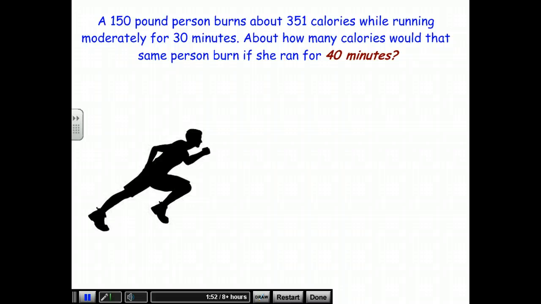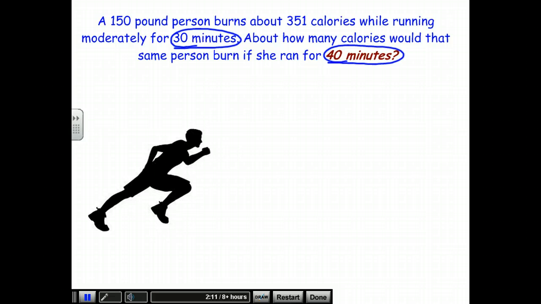Well, the first thing we need to notice here is that we can't use the same kind of strategy that we did for 30 and 60 minutes, because 40 is not twice what 30 is. And in fact, we could multiply it by something. We multiply it by 4/3, but that's a bit complicated.